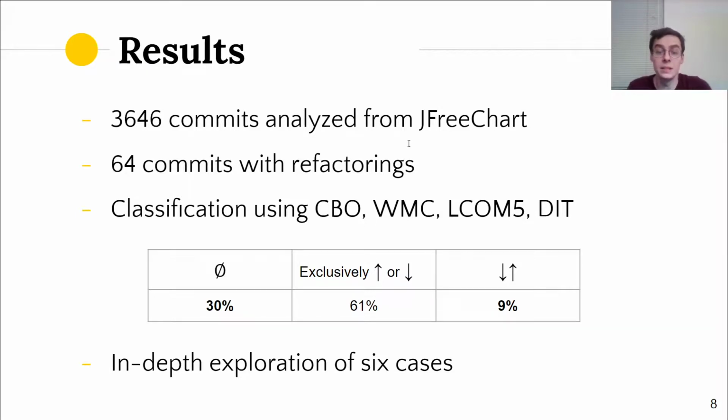We found 3 interesting patterns. Quantitatively, we found that about a third of the refactoring commits had no internal quality metric changes for the selected metrics. Additionally, we observed that monotonic changes in one direction for one or more metrics account for the majority of commits. Finally, we found that only 9% of commits have metric trade-offs.